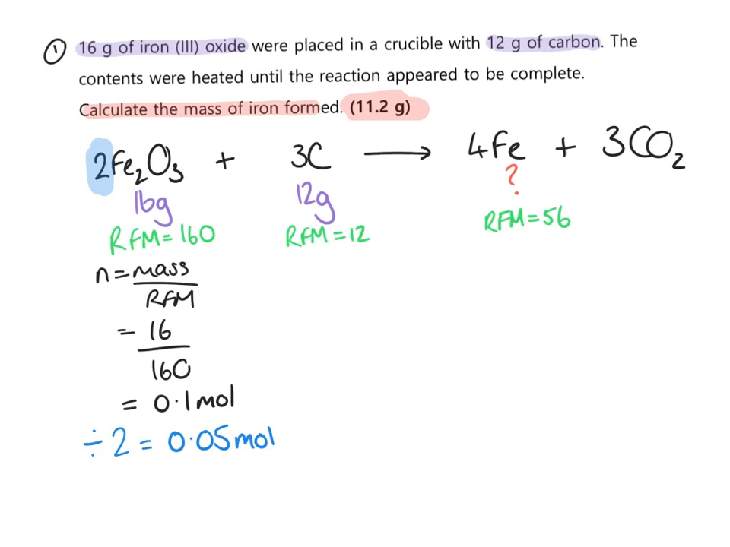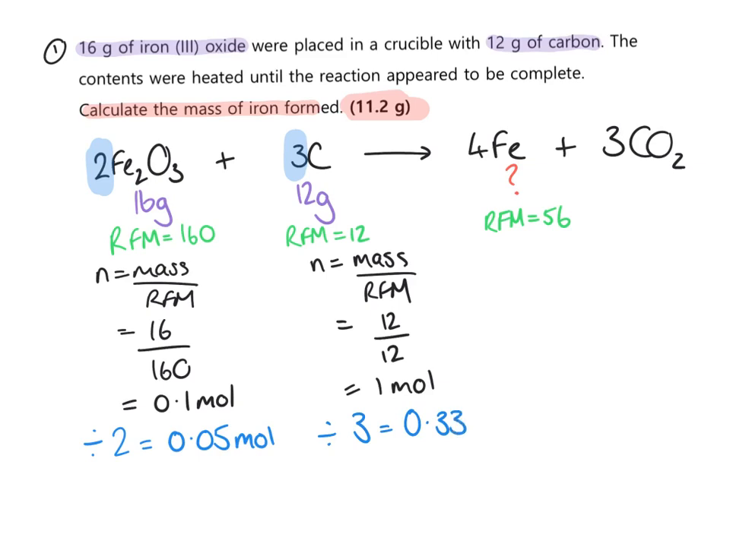Now what we need to do is the same process for carbon. So work out your number of moles, n equals mass over RFM. Your mass is 12, your RFM is 12, and so that gives me 1 mole. Again, I need to divide by my balancing number, and we'll highlight that in blue. So this time I'm dividing by 3. That gives me 0.333 recurring moles.